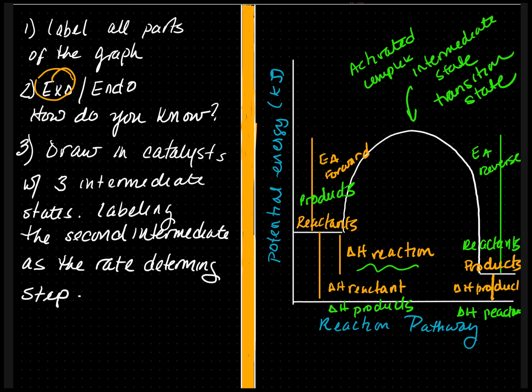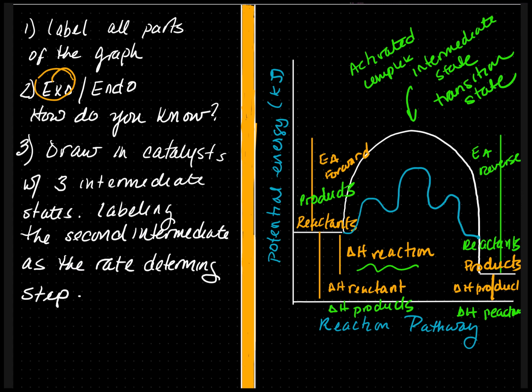Number 3, we are drawing a catalyst with 3 intermediate states. Since there's 3 intermediate states, we know there are 3 bumps or 3 humps. And it asks us to label the second intermediate as the rate determining step. So if I draw this, it should look something like this.